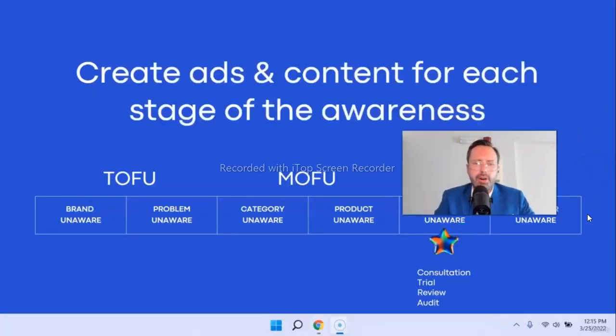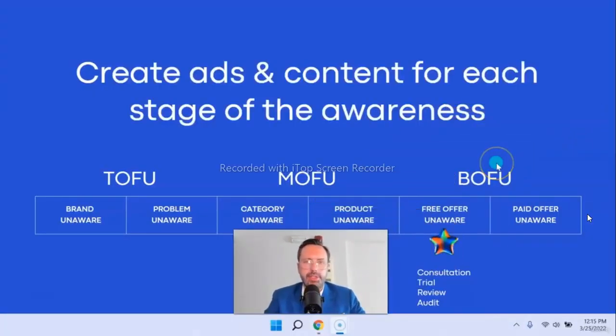Now, the framework that I like to use for business-to-business marketing, and this framework could also apply if we're just talking about building a LinkedIn advertising campaign or a LinkedIn marketing campaign, is we want to think about creating ads and content for each stage of awareness. And I've broken the stages of awareness into 6 sections. So we have the top of the funnel, which has 2 sections, the middle of the funnel, the MOFU, which has 2 sections, and the bottom of the funnel, the BOFU, which also has 2 sections.